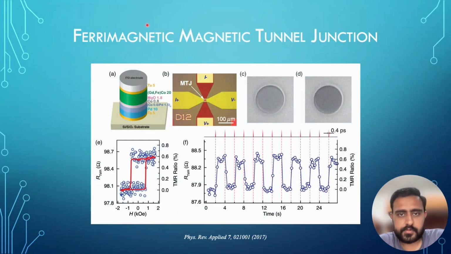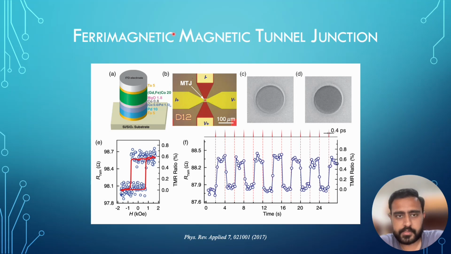This paper from 2017 was the first one to demonstrate ultra-fast all-optical switching of an MTJ using sub-picosecond infrared laser pulses. They use ferrimagnetic gadolinium iron cobalt as a free layer, as you can see in figure A. The tantalum and palladium layers are used as the buffer and the bottom electrodes. The cobalt palladium multilayers serve as the fixed layer, which is optimized to obtain good perpendicular magnetic anisotropy. Notably, ITO is used as a transparent top electrode to allow optical access.